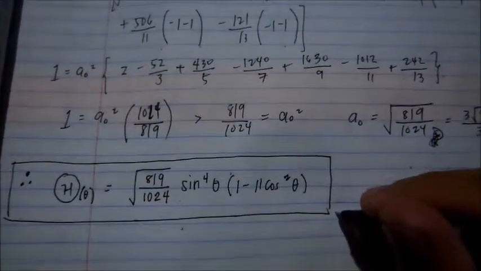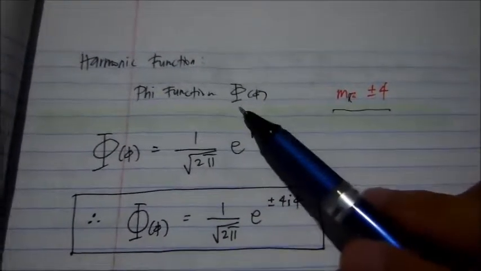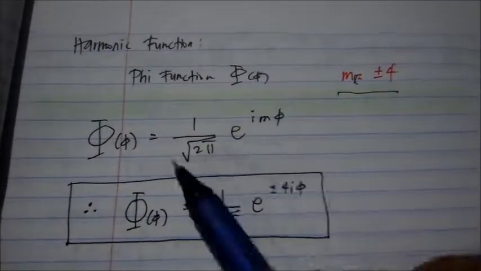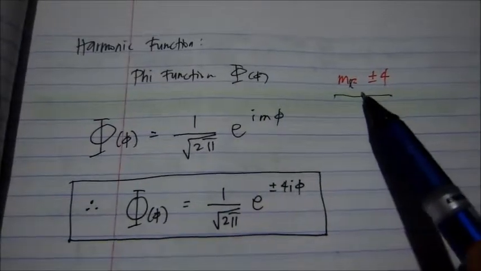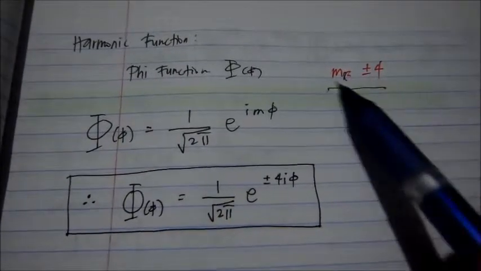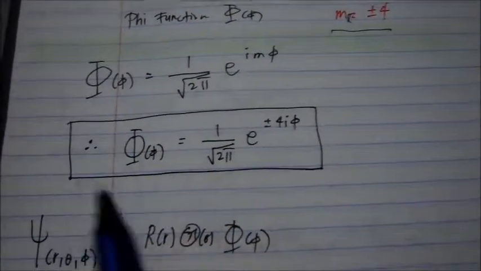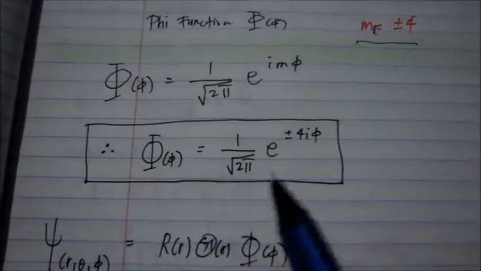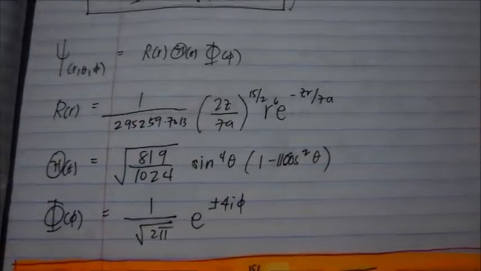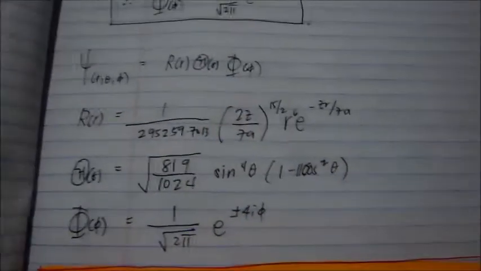Alright, 2 down, 1 to go. Alright, we're down to the second part of our harmonic function, which is the phi function. So this is very simple. We only have to follow this formula, and remember the assigned orbital angular momentum quantum number for us is positive or negative 4. We only have to substitute this in here and the m here. So therefore this will be our phi function, right? So now we have the complete set for our eigenfunction on our 7i orbital.